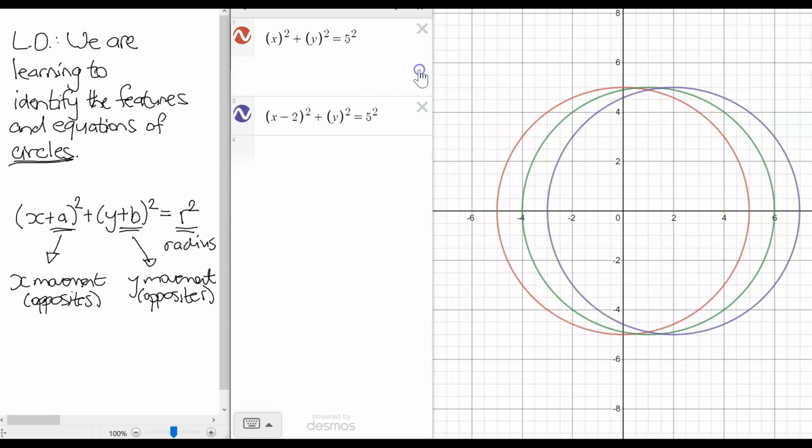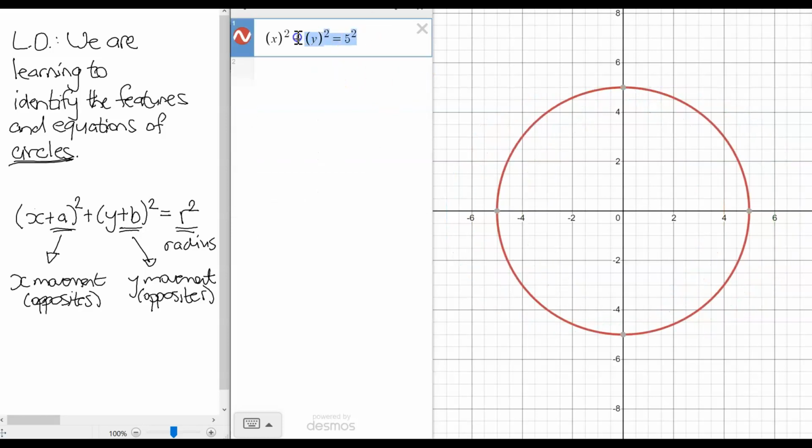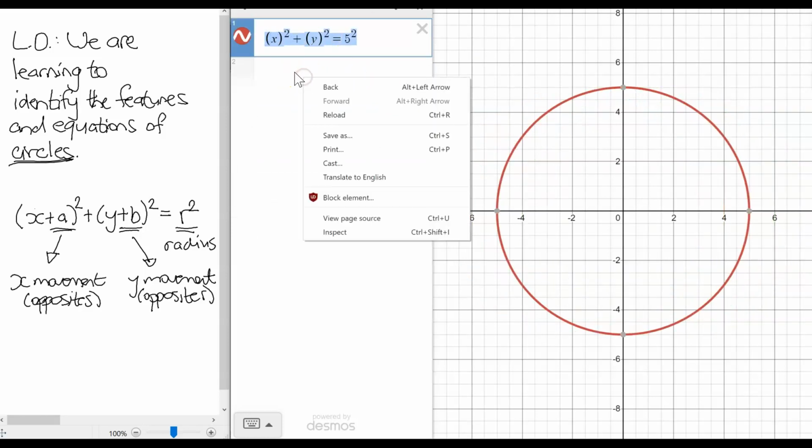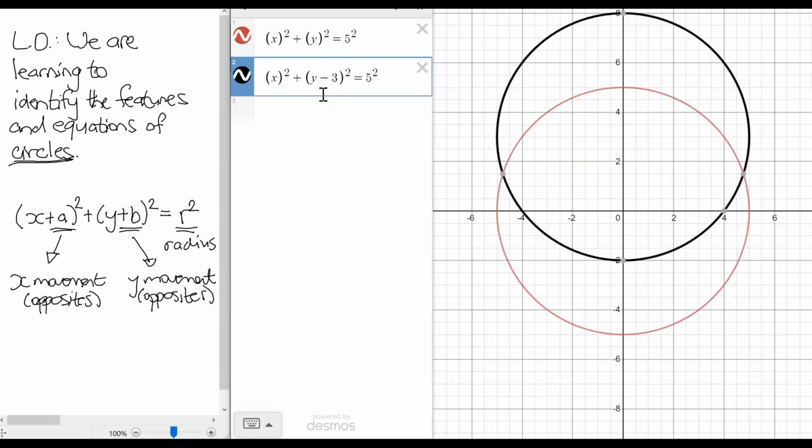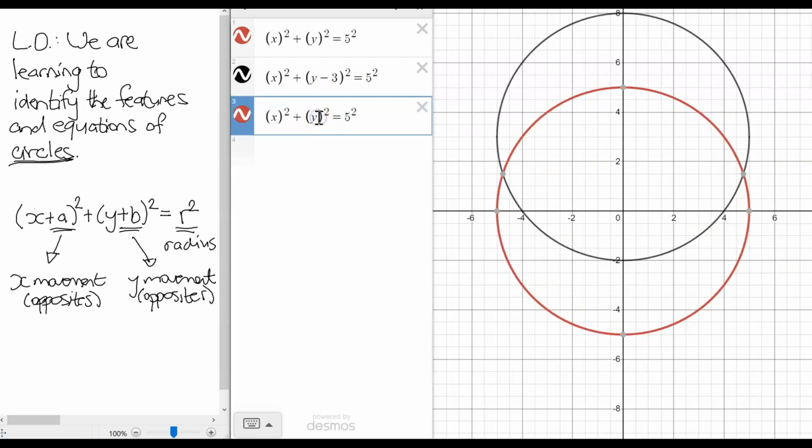And finally, let's delete all those. Let's play around with the y value. So let's move the y value or the center to perhaps +3. So +3, we're dealing with opposites, -3. So we can see it's moved up. Well, let's move that new graph down 1.